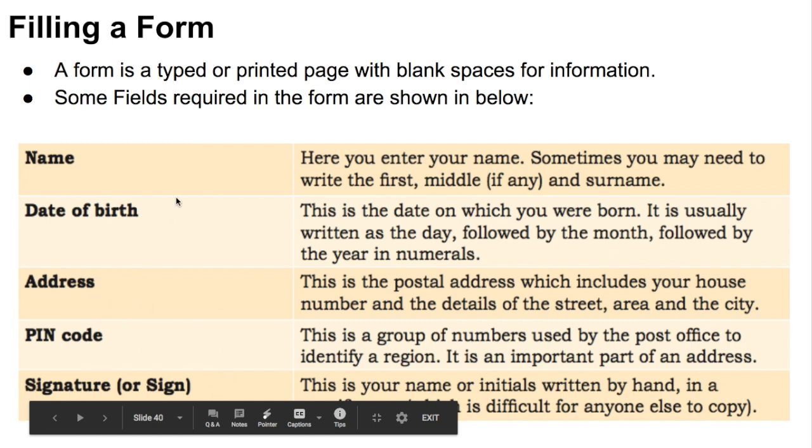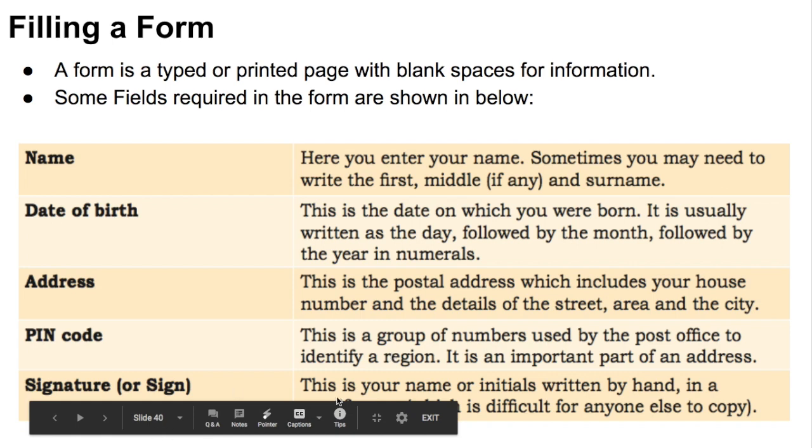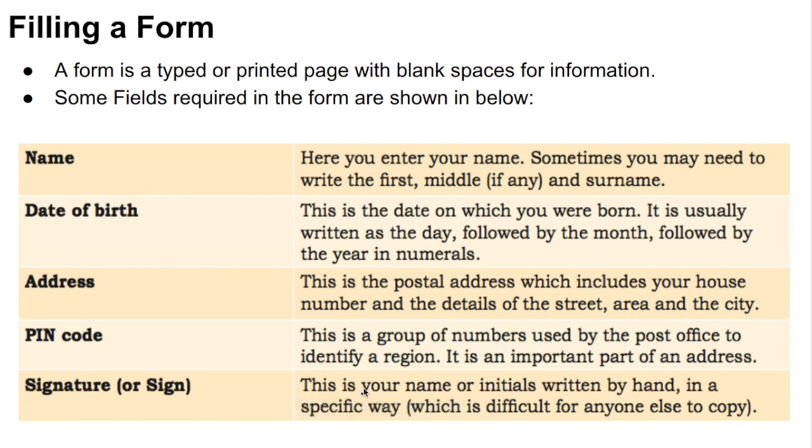So these are some fields which have been shown here. You can check here, in the name you need to write your first name, middle name and surname, that is, your full name. Then date of birth, you have to write your birth date. Then address, where you need to mention your house address. Then pin code and then signature.